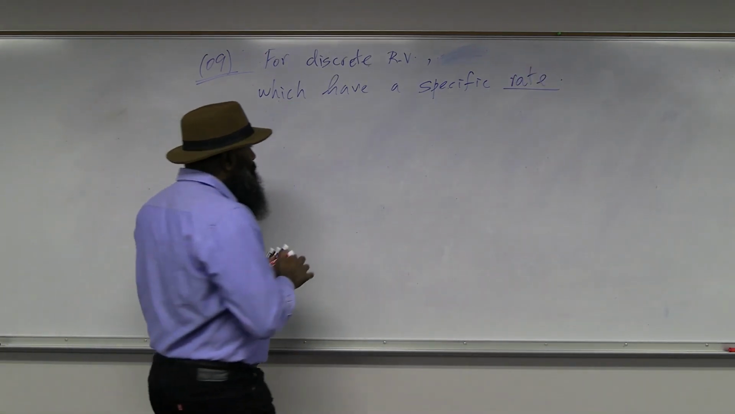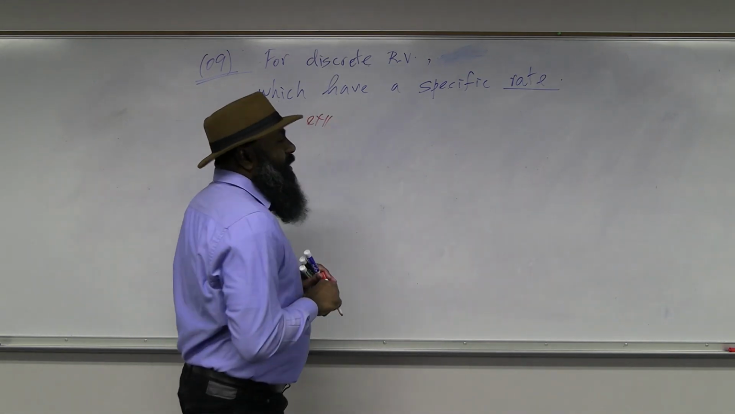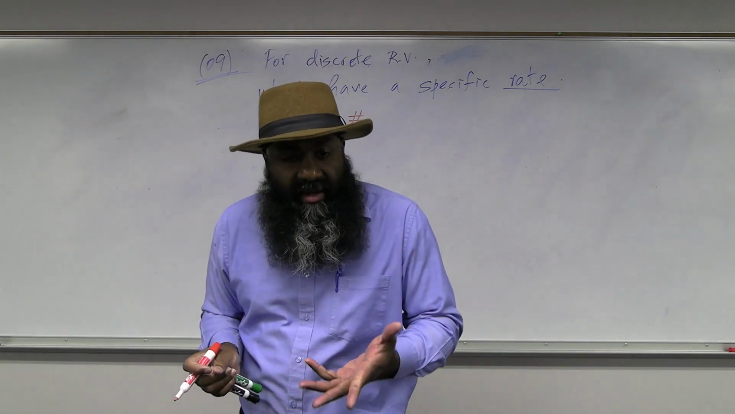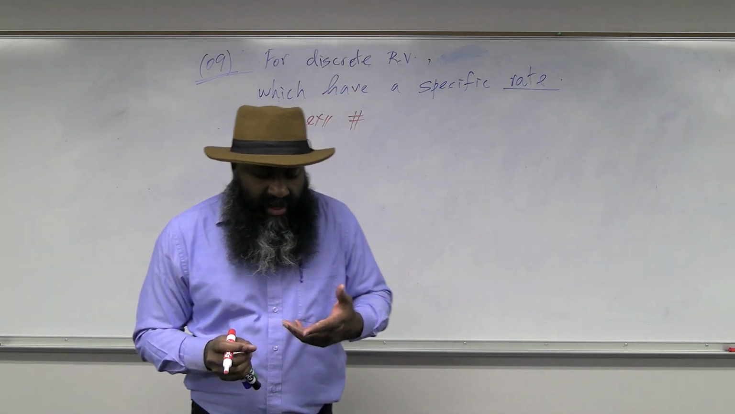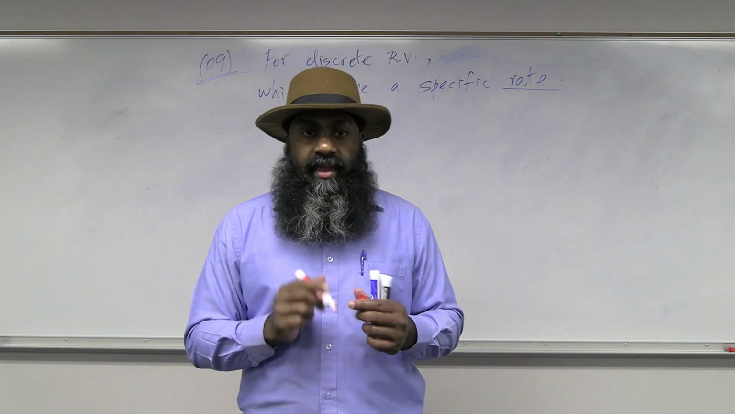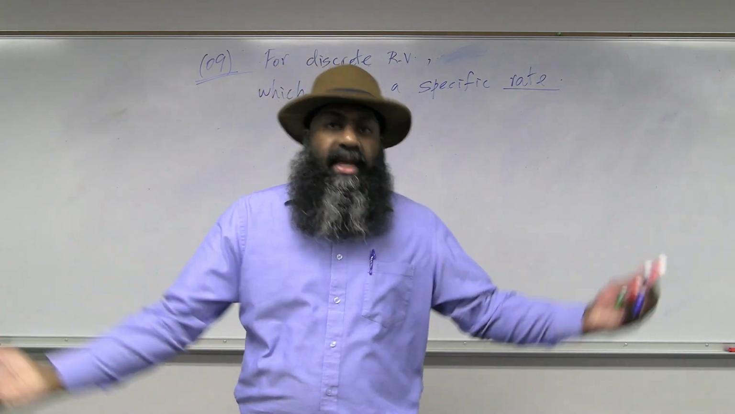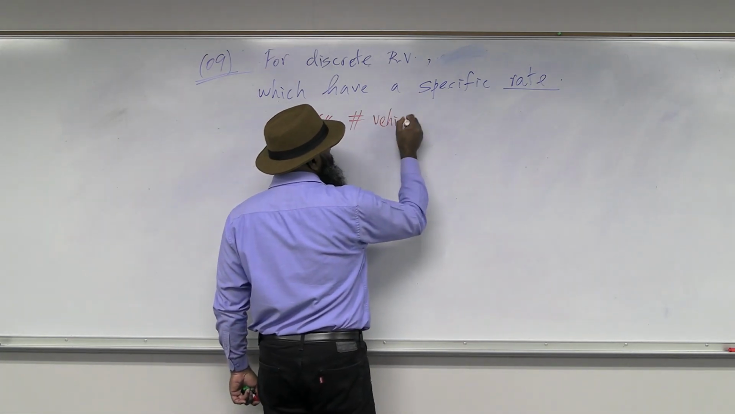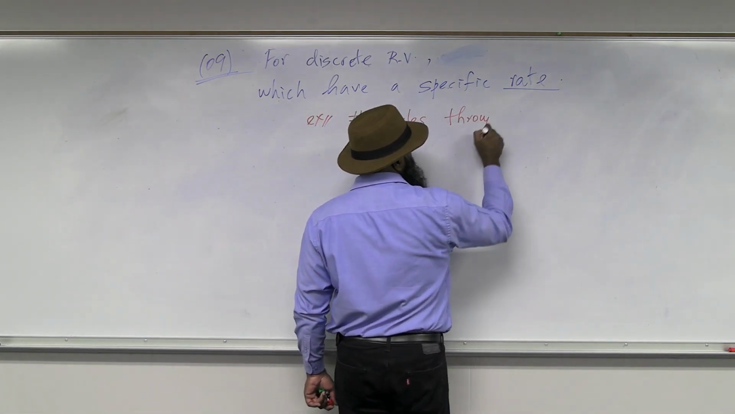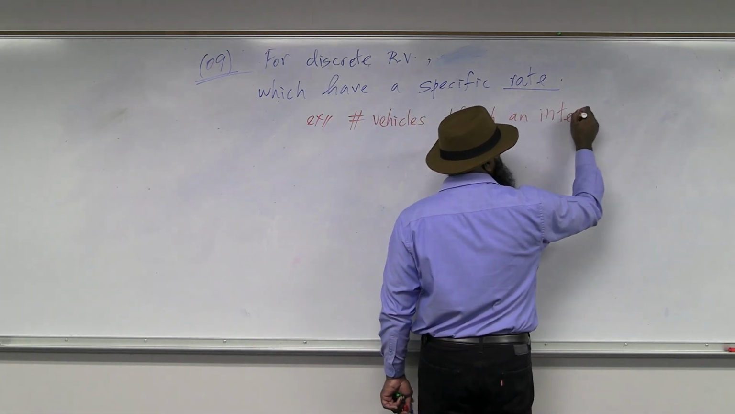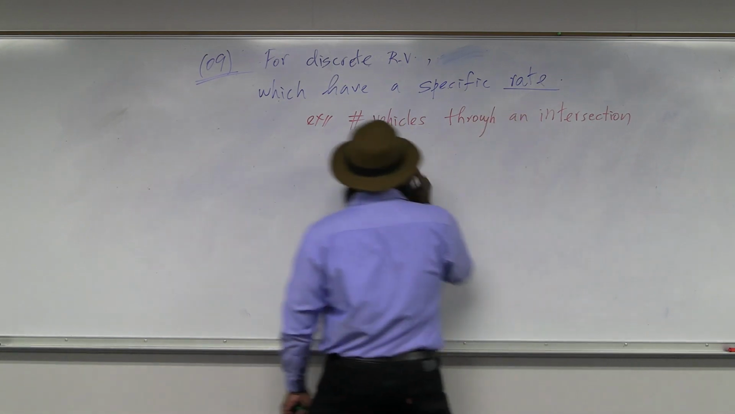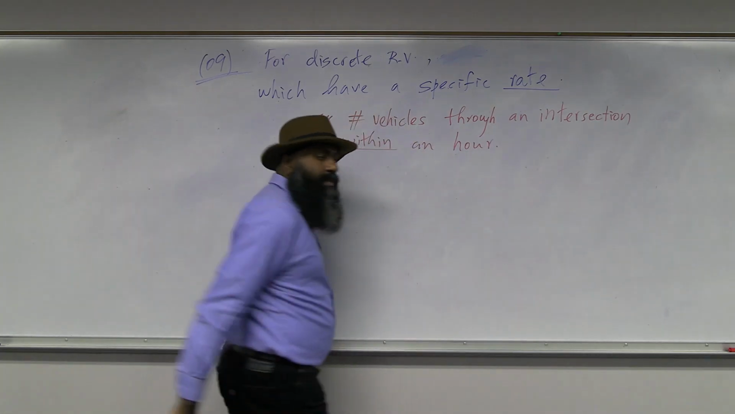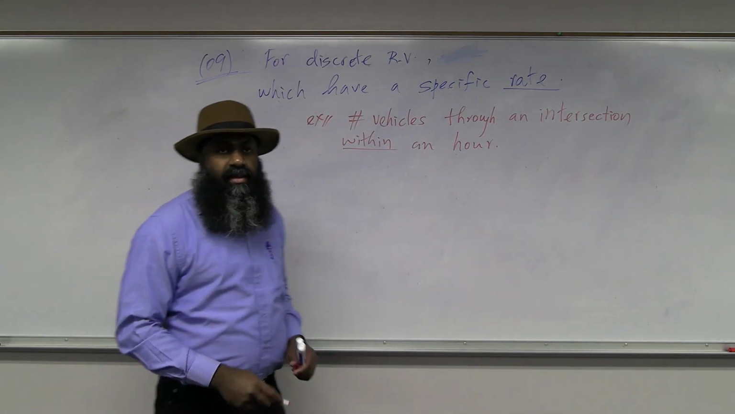For example, number of vehicles passing an intersection within an hour or within a complete day. Otherwise, I have no way to model that. Number of vehicles passing an intersection, that doesn't make sense. We need a specific duration. So number of vehicles through an intersection I would say within an hour. Now that's the rate.